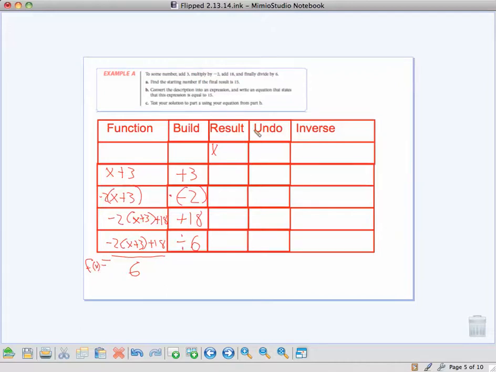And so if I were to do the undo or the inverse of that, again, this would be my y here, right? This is what I wind up with. If I knew my x, I'm going to wind up with a y. So if I were to undo each of these, we did this in class. Inverse undo of plus 3 is negative 3. Undoing of times by negative 2 is divide by negative 2. Add 18, subtracting 18. Divide by 6 is times 6.